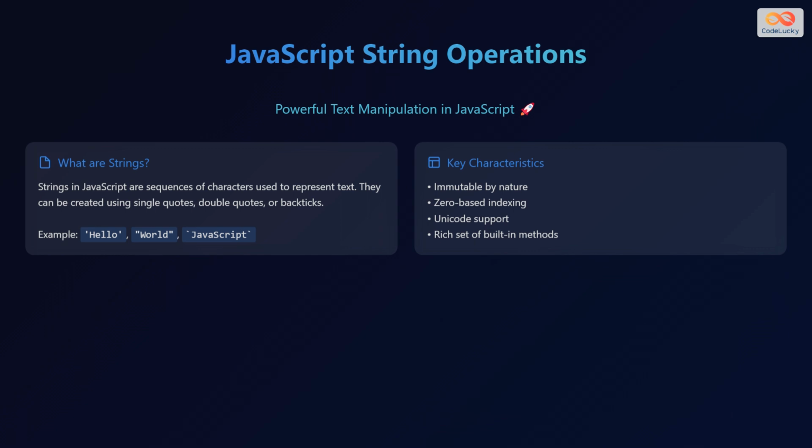Some key characteristics of strings in JavaScript are that they are immutable, meaning they cannot be changed after they are created. They use zero-based indexing, meaning the first character is at index 0. They have full support for Unicode characters. Also, strings have a rich set of built-in methods for performing various operations.